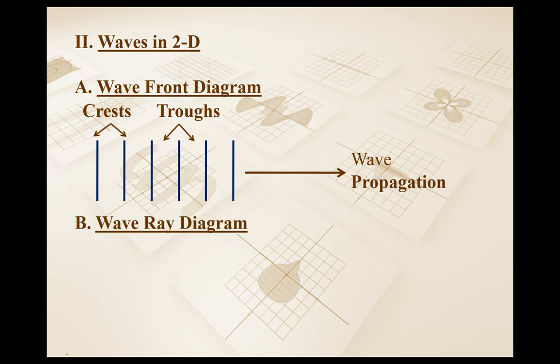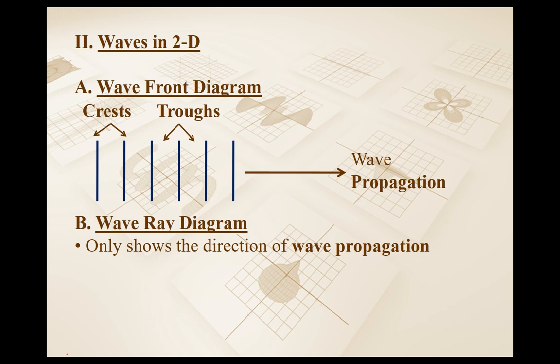A wave ray diagram, a little bit easier to draw, just shows the direction of the wave propagation. And again, the direction of the wave propagation is telling me what direction the energy is moving as a result of the individual particle vibrations. So a wave ray diagram would just be an arrow that points in the direction the wave energy is propagating. No need to draw the wave fronts in this type of diagram.